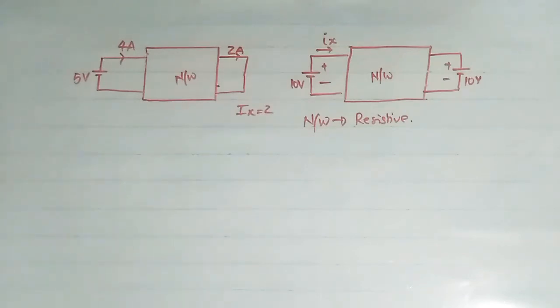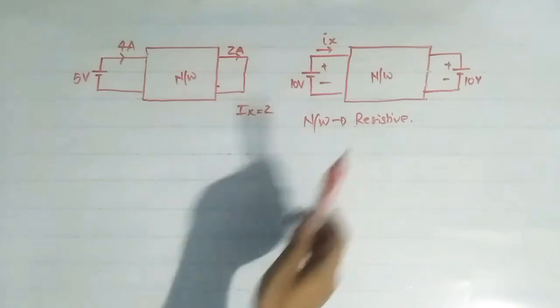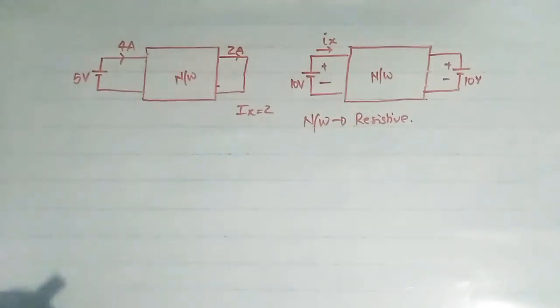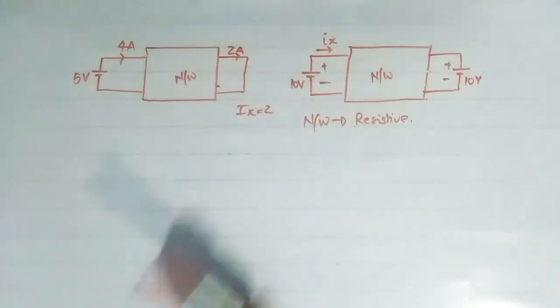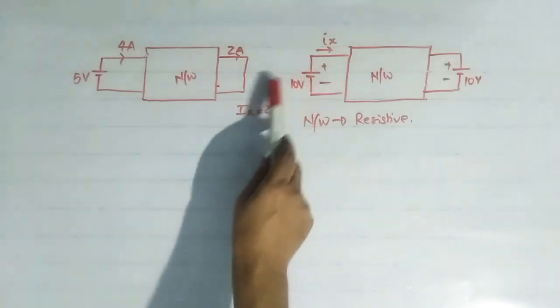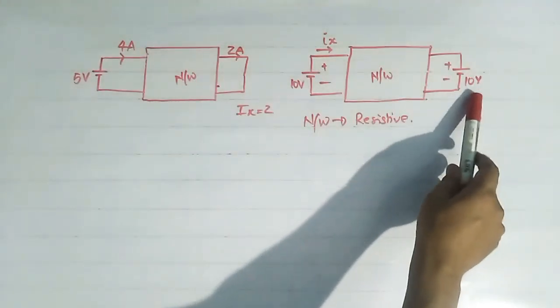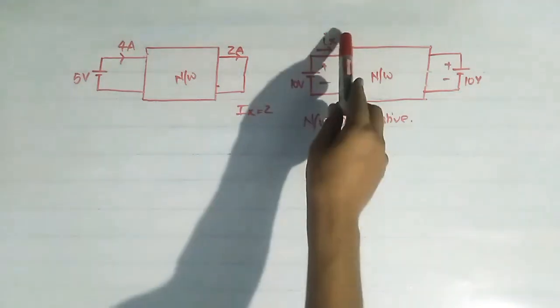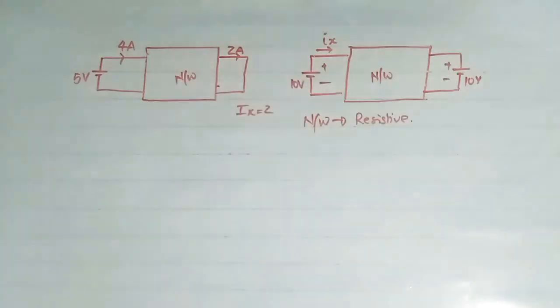Now see this question. In this, a network is given, and this network is resistive. Resistive network means this network is linear. This is a 5 volt voltage source and current here is 4 ampere and here current is 2 ampere. Now if the network remains the same, and this source voltage becomes 10 volt and this branch has a voltage source of 10 volt, then we have to find this current IX. These two networks are the same, only the voltages in these two branches are changed. To solve this problem we have to use the concept of multiple network theorems.